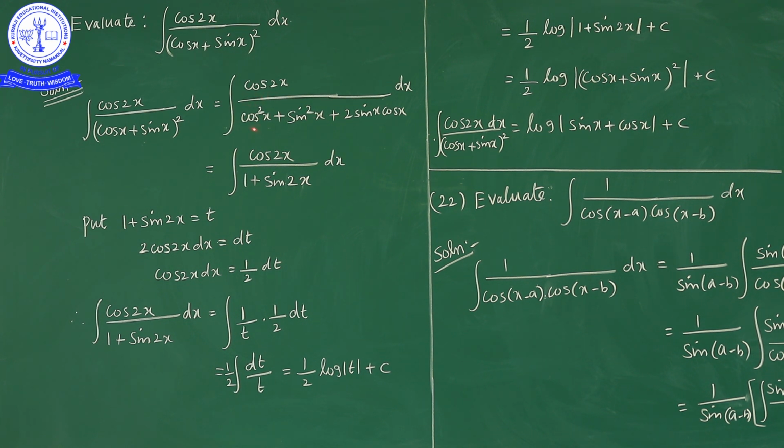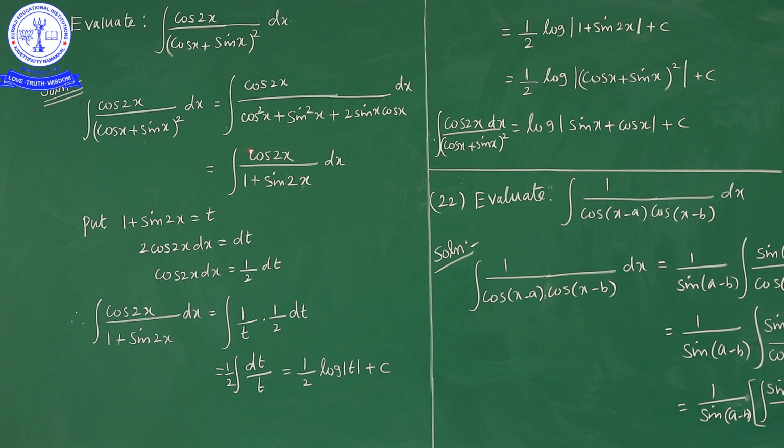Numerator as it is. So, sin square plus cos square is 1. So, 1 plus 2 sin x cos x. 2 sin x cos x is sin 2x, no? So, numerator is cos 2x, denominator is 1 plus sin 2x. If you observe, numerator is some sort of derivative of the denominator, no? So, I will write 1 plus sin 2x as some variable t. So, derivative of 1 is 0, derivative of sin 2x is cos 2x into 2, dx equal to dt.